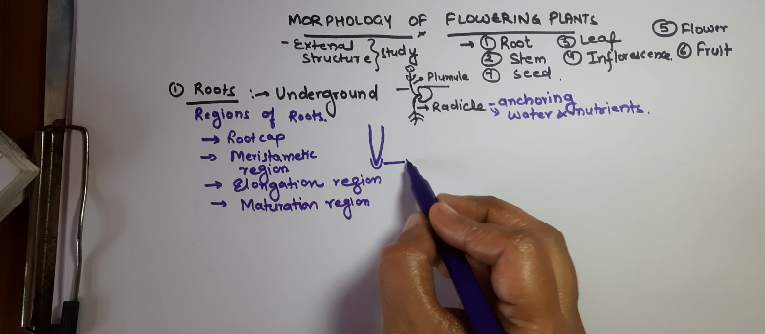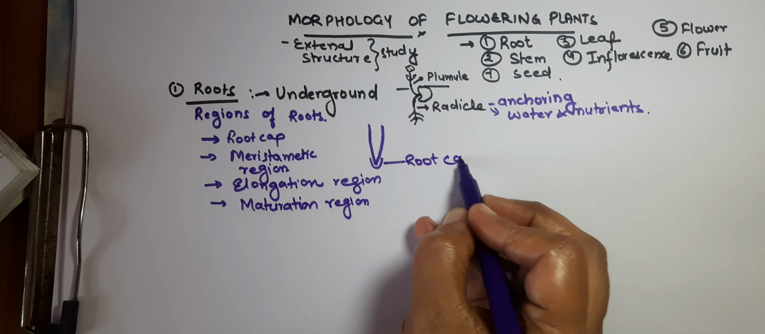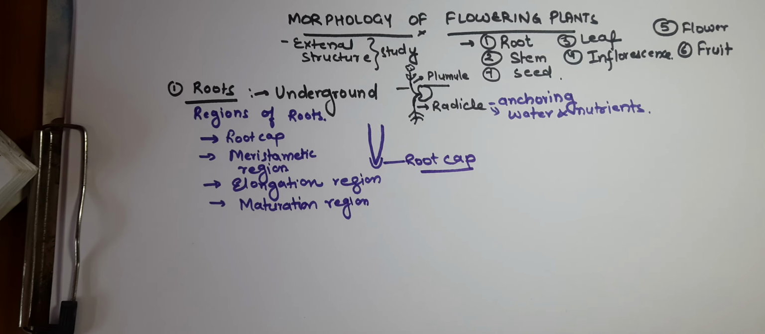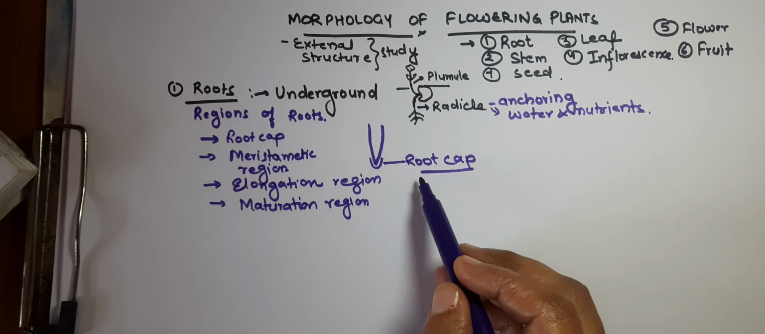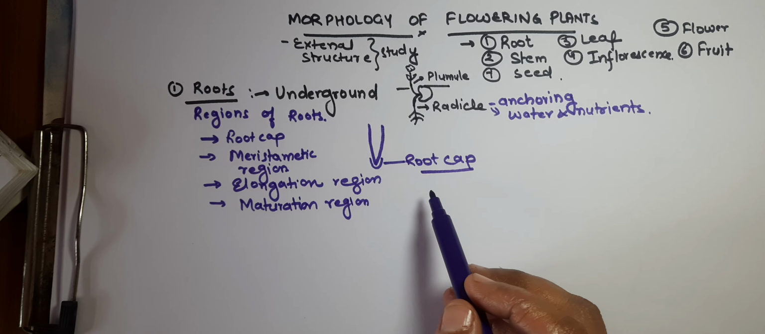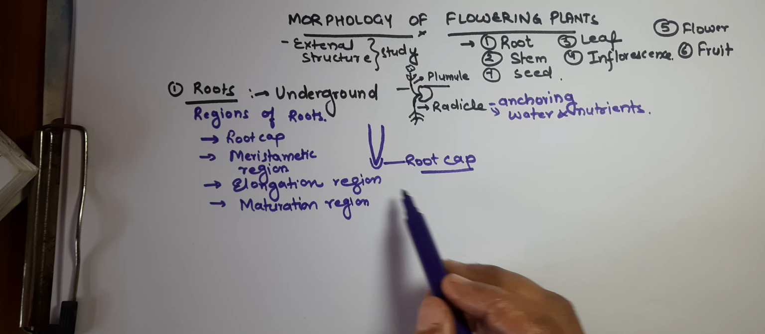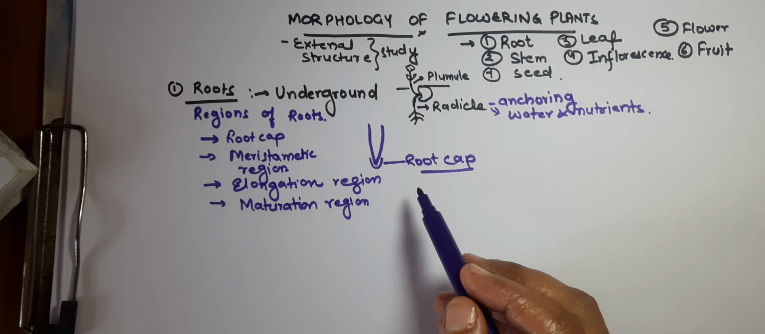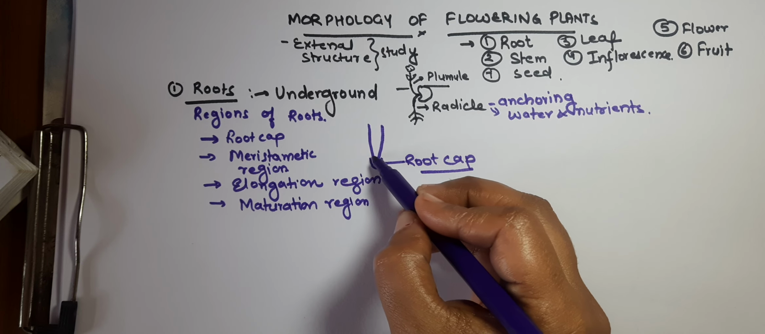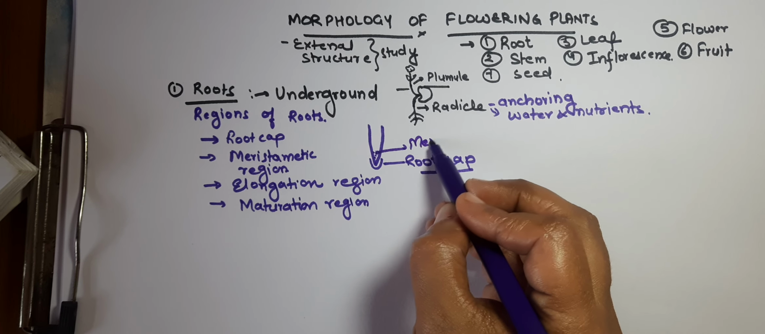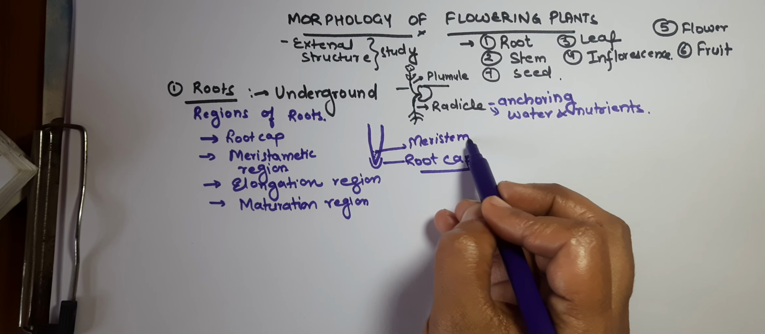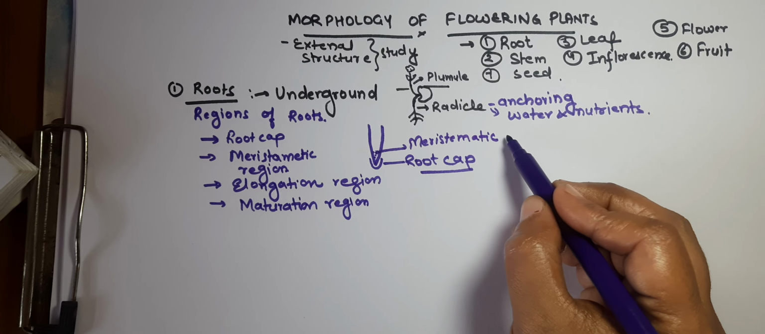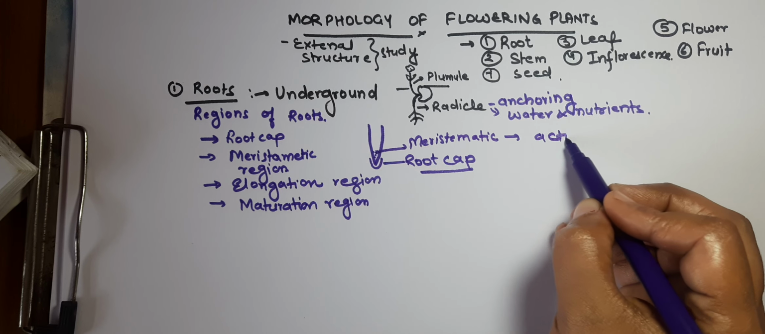So students, this is the root cap. Cap, we all know, will provide protection. So the root cap will protect the plant by preventing damage to the growing tip. This is the growing tip, so it is outside, and it will prevent the damage. Then in the tip there is a meristematic region. This region is meristematic. The meristematic region will contain actively dividing cells.